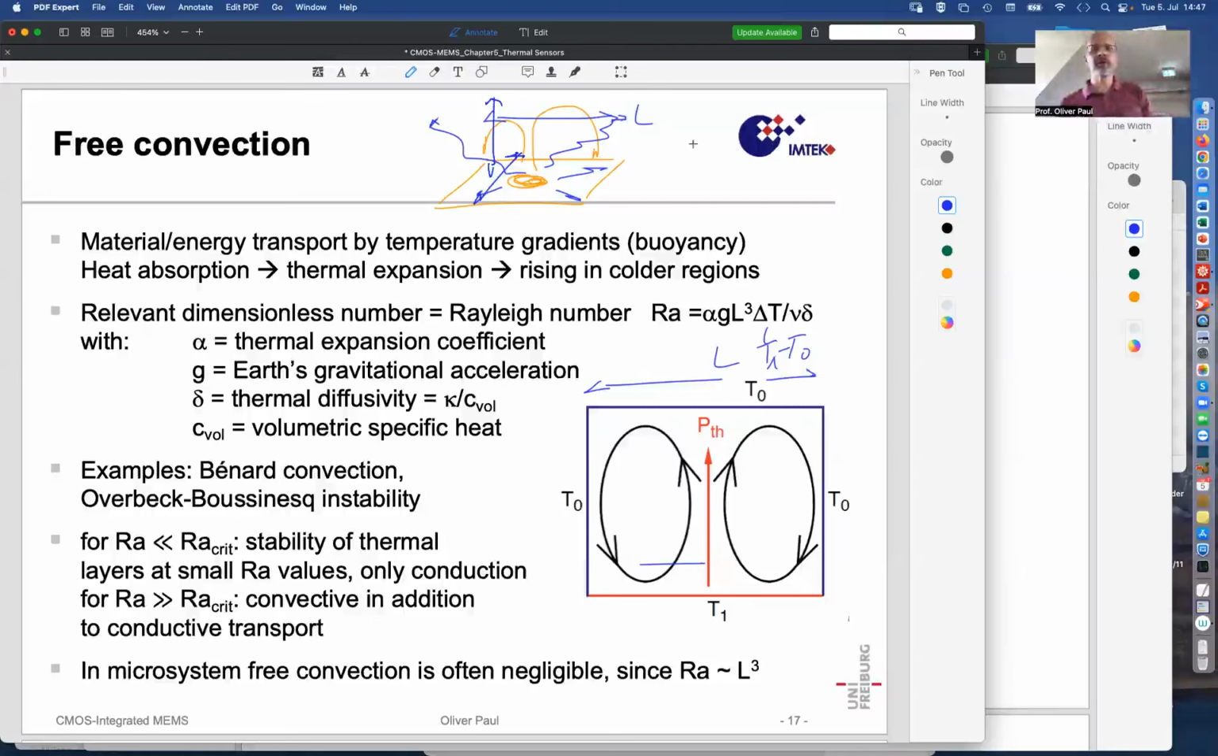T0 is somewhere around here. So let's say T0 is here. So I could have said also, well, the characteristic length is maybe this L, some distance between hot and cold. But it's not often easy to state which one.